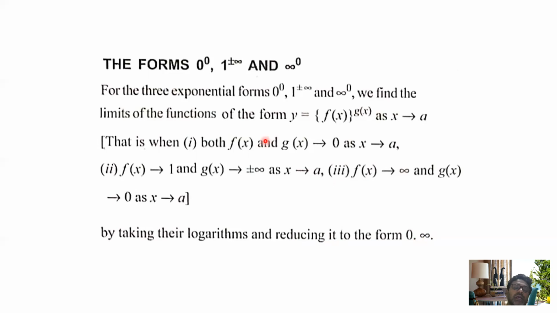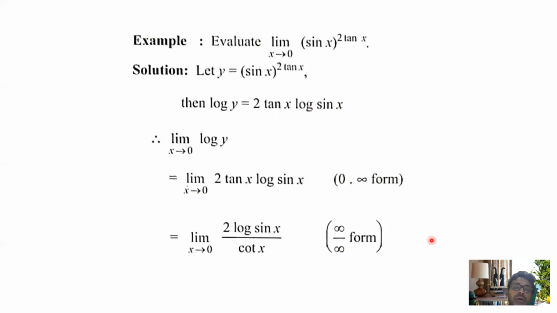and how to transform it to 0 by 0 or infinity by infinity form. So from here it is clear, if we have 0 to the power 0, or 1 to the power plus or minus infinity, or infinity to the power 0, first take the logarithm to transform this expression to 0 into infinity form. Then you can express it as 0 by 0 or infinity by infinity to solve the problem. Clear?